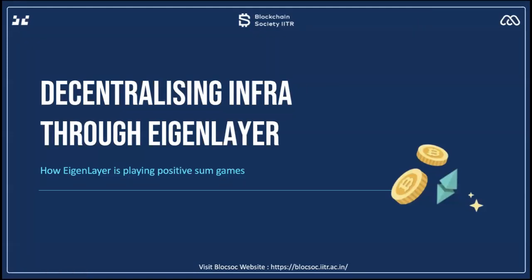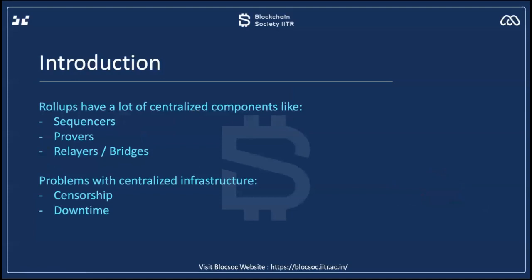Today's lecture is basically going to be about EigenLayer and how EigenLayer works. The reason we're talking about this in this rollup infrastructure lecture is that a lot of rollup components are currently centralized, and that is a huge issue. EigenLayer is basically a restaking protocol that can help us solve some of those issues. So let's look at how that can be possible.